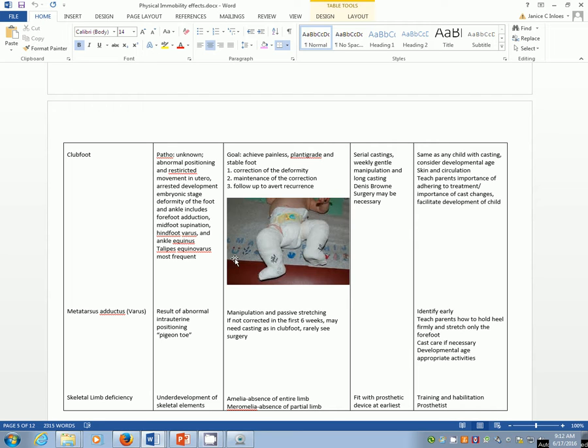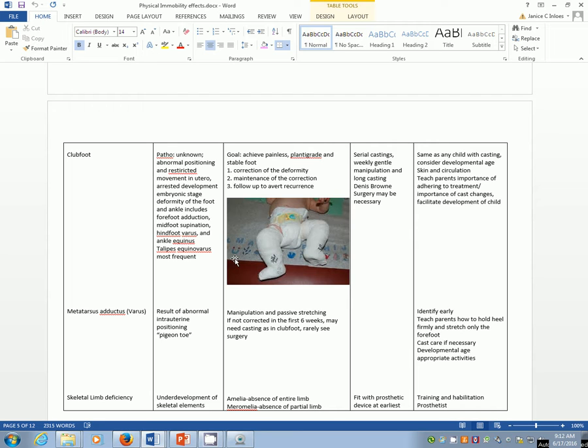Manipulation and stretching is usually done because if it's an in utero position, hopefully we can get it corrected by manipulation and passive stretching. If we don't get it corrected for 6 weeks, we may start casting them just like we do for clubfoot. They rarely see surgery.